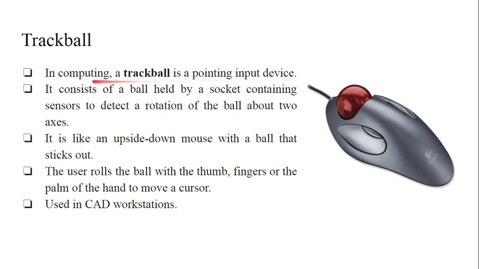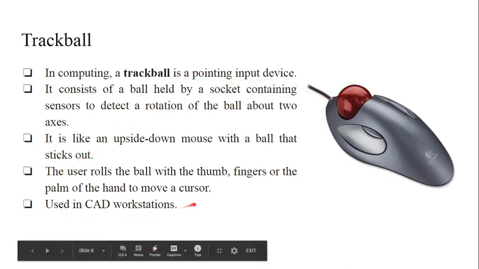It can point to any place on the monitor. It is just like an upside down mouse with a ball that sticks out. The user rolls the ball with their thumb, fingers or the palm of the hand to move the cursor. The user has to just roll this ball so that the cursor of the mouse moves. Usually these trackballs are used in CAD workstations for drawing plans for buildings. They use these trackballs because it is easily accessible than the mouse.